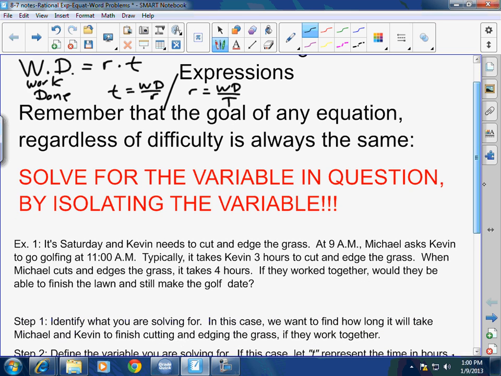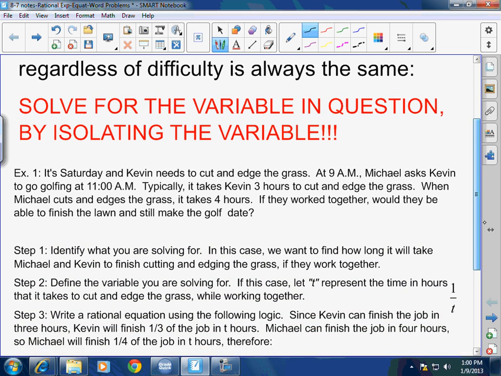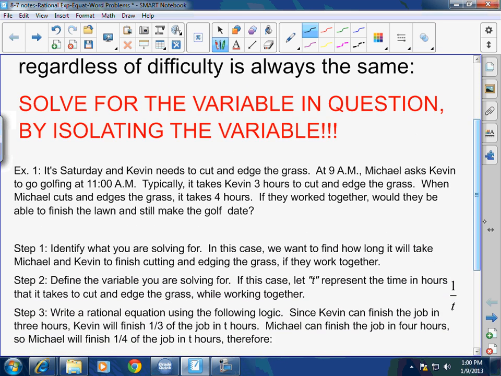Let's go ahead and read this, guys, and we'll go by the steps. And I changed the steps, like I said, a little bit from what your PDF is. It's Saturday and Kevin needs to cut and edge the grass. At 9 a.m., Michael asks Kevin to go golfing at 11 a.m. Typically, it takes Kevin 3 hours to cut and edge the grass. When Michael cuts and edges the grass, it takes 4 hours. If they work together, would they be able to finish the lawn and still make the golfing date?